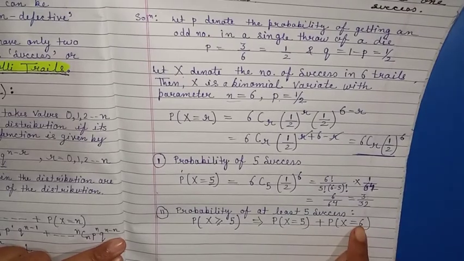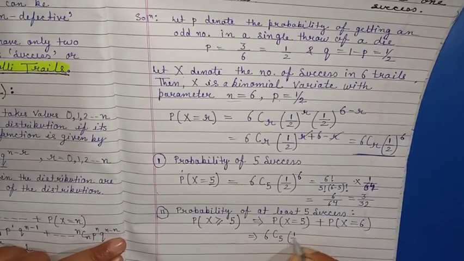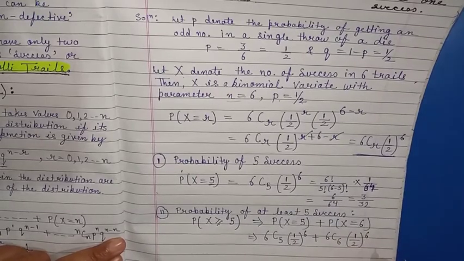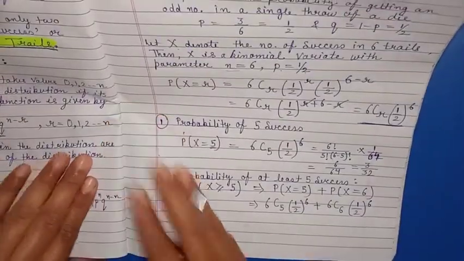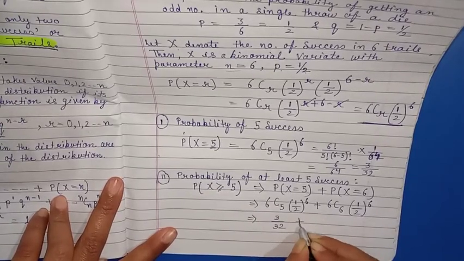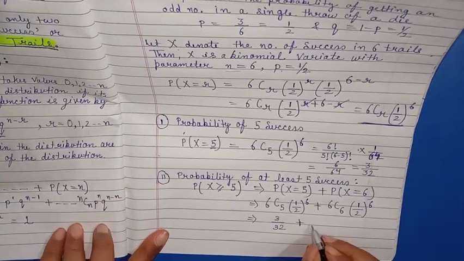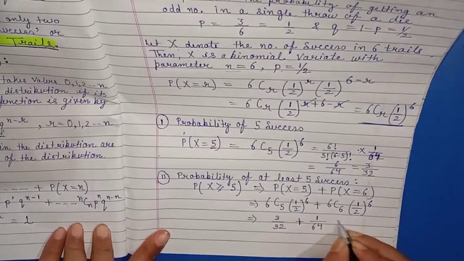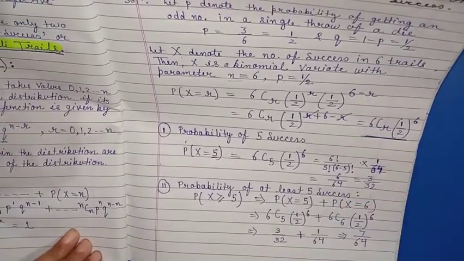This two we have to find. Okay, so for this two what we will do, just 6C5 (1/2)^6 plus 6C6 (1/2)^6. Now if you add all these two, because now only we have calculated this, we have got 3/32, and here if you add, you will get 6, and here, because nothing will be there, it will be 1/64. So it's 7/64. After calculation, you will get 7/64. So this is the calculation.